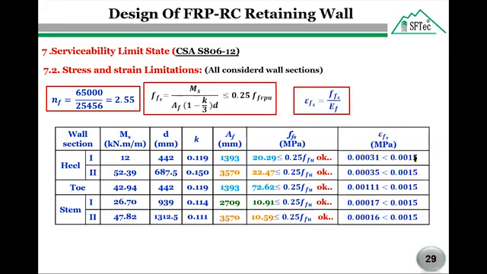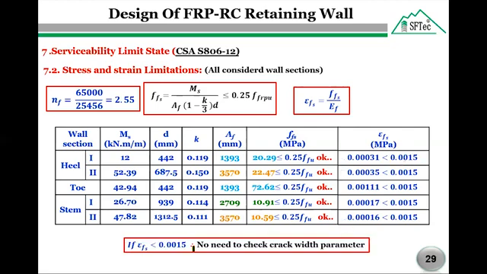The maximum strain in the used FRP bar can be calculated by dividing the maximum strength of the used FRP bar under full service load by the elastic modulus of the used FRP bar. And as we see here, all these values are less than 0.0015. So no need to check the crack width parameter.